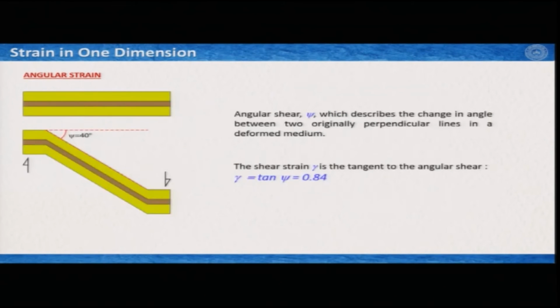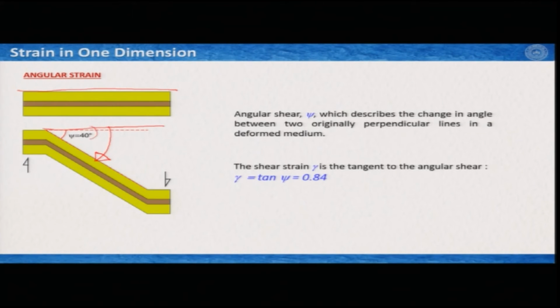Now angular strain is defined as some sort of deformation which is not linear. So angular shear, which in this diagram is phi, and in this case is 40 degrees, is the change in angle between two originally perpendicular lines in a deformed medium. So what we see here, this was the line, and then it is deviated this way.